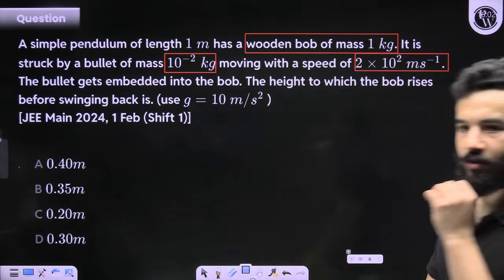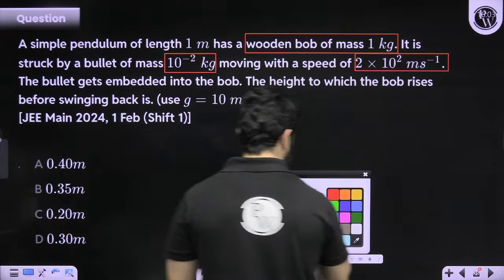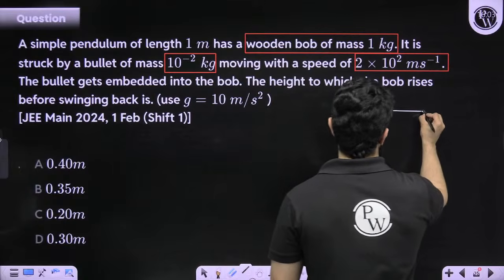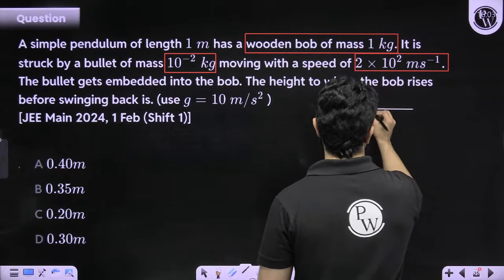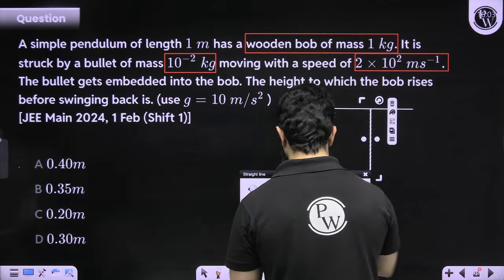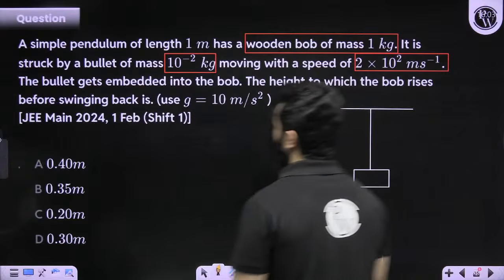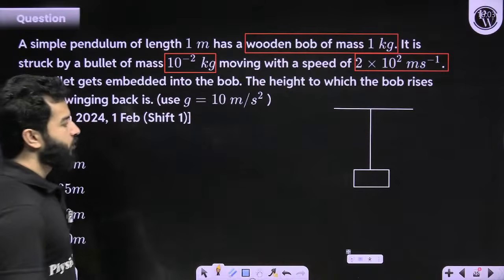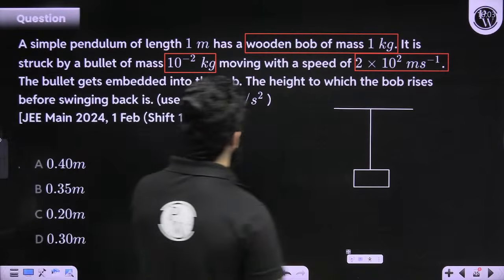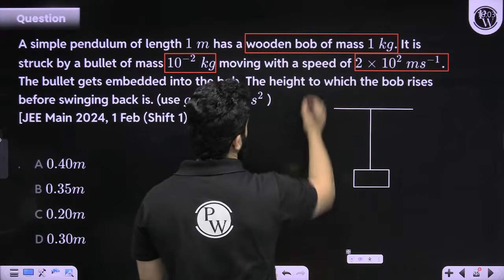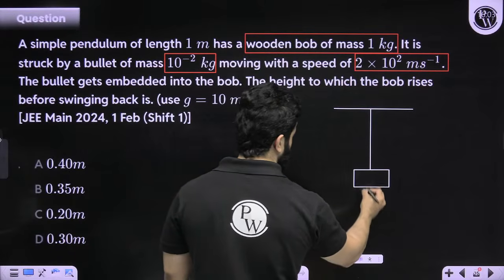Alright. So you have got a pendulum and a block is attached to this string, right? A wooden bob of mass 1 kg. So this is of 1 kg.